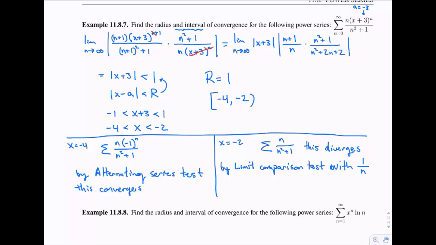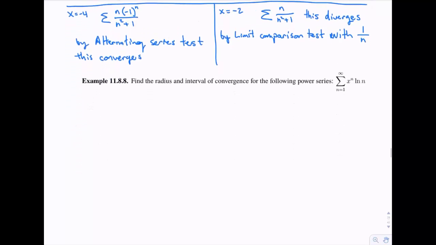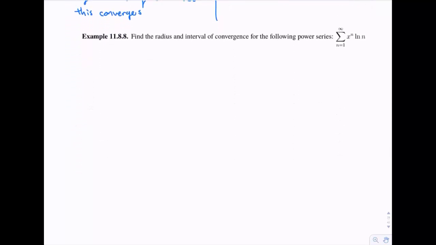So the interval of convergence is -4, including -4, to -2, but not including -2, right? There it diverges. So this is important because WebWork doesn't have you do the interval of convergence so much. It's more interested in the open interval of convergence. And yet I've seen on quizzes and exams, instructors ask for just the interval of convergence. So if that comes up, you're going to need to be ready to show this sort of work. You're going to need to test the endpoints.